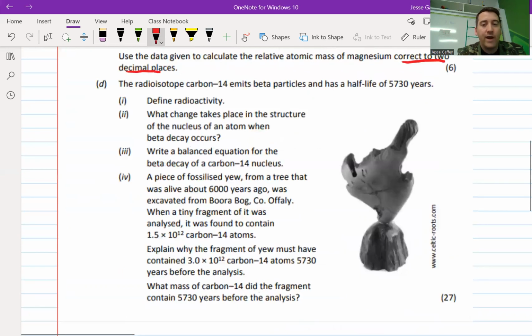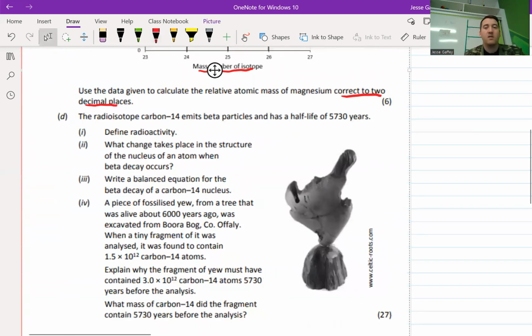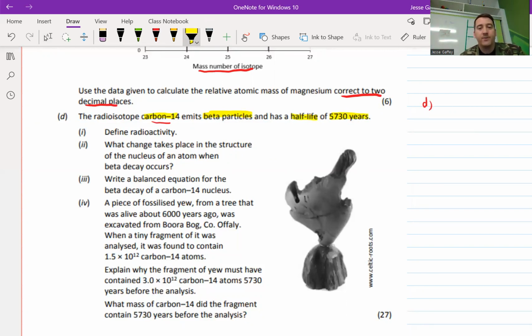Now we're moving on to the radioactivity portion of the question. So that's the mass spectrometer and isotopes over to an extent. We're now moving on to radioactivity part D. All right, so it says here the radioisotope carbon-14 emits beta particles. So there's important information, beta decay, and has a half-life of 5,730 years. That's going to be important. So beta particles, it's carbon-14, has a half-life of 5,730 years.